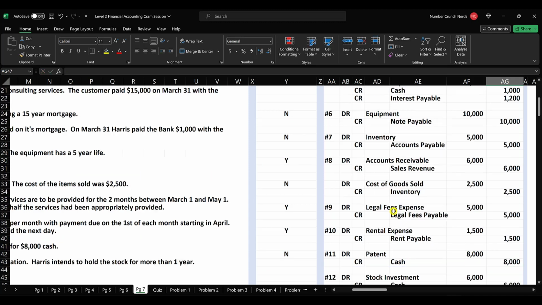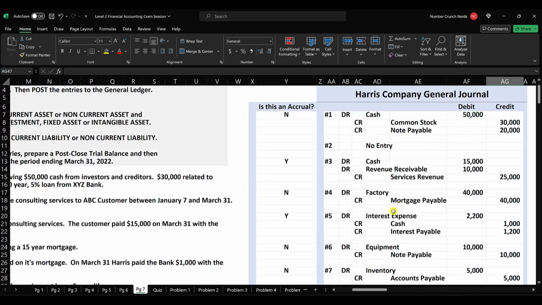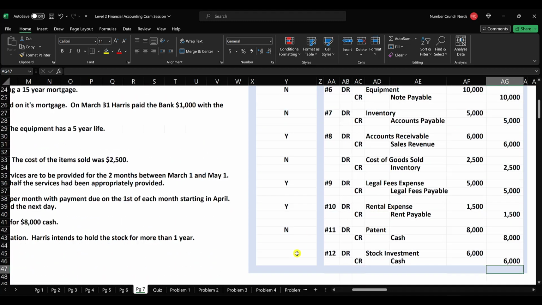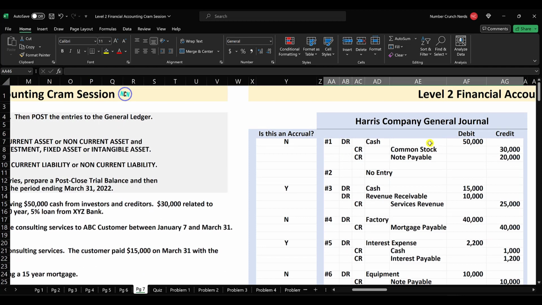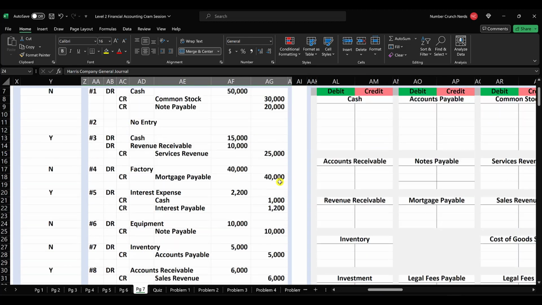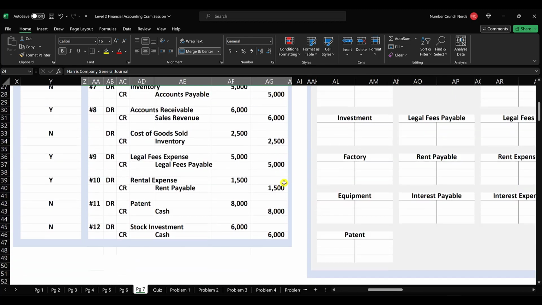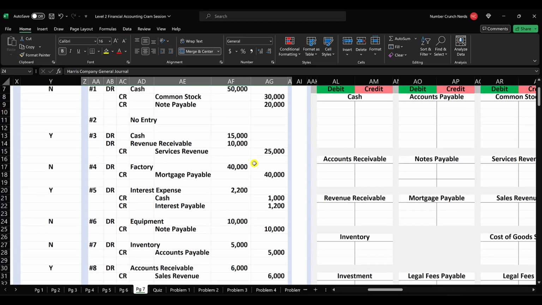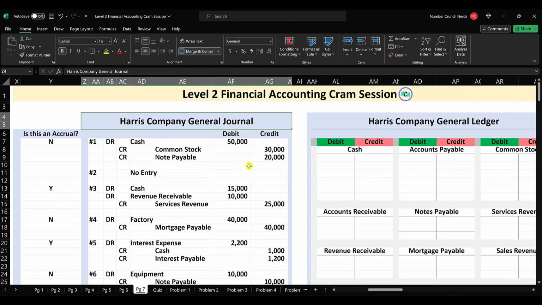So if we look over our general journal here, we have filled out our general journal. We know that that was not an accrual, the stock investment for cash. There's no income statement account. So here's our general journal. We have finished the process of completing our general journal. Here's all the journal entries that were relevant to the quarter ended March 31st, 2022. Now, what is the next step? Well, we have to post the journal entries to the general ledger. That is the next step in the process.